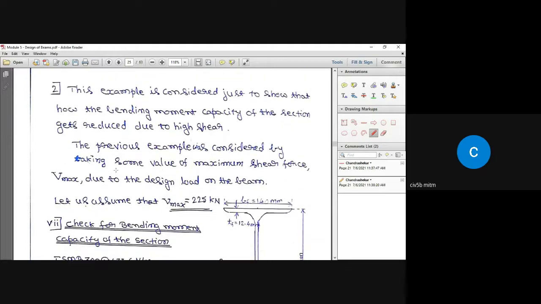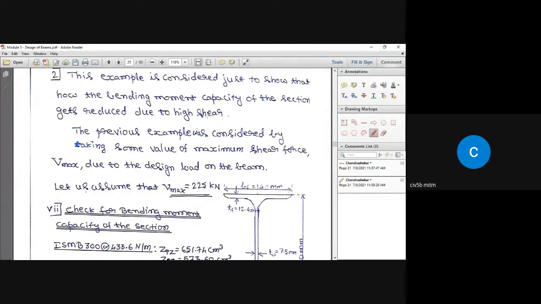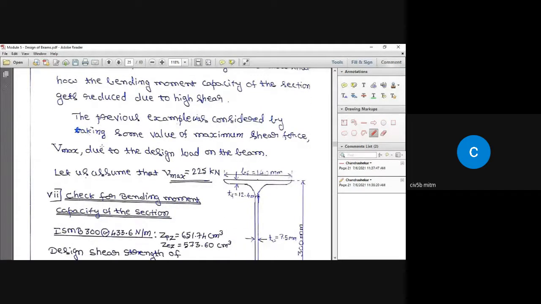That's what I have written here. This example is considered just to show how the bending moment capacity of this section gets reduced due to high shear. So what is the Vmax value? That is the maximum shear force due to the external load. In the previous example we had a lower value. In this case, I have simply taken Vmax as 225 kilonewton. That is an imaginary value I have taken just to create the case of high shear.